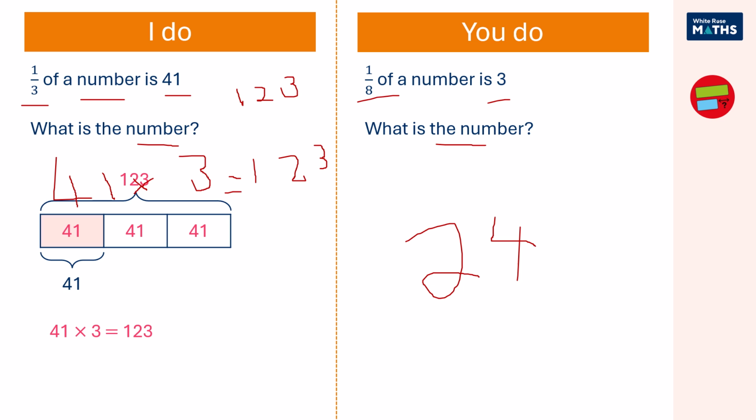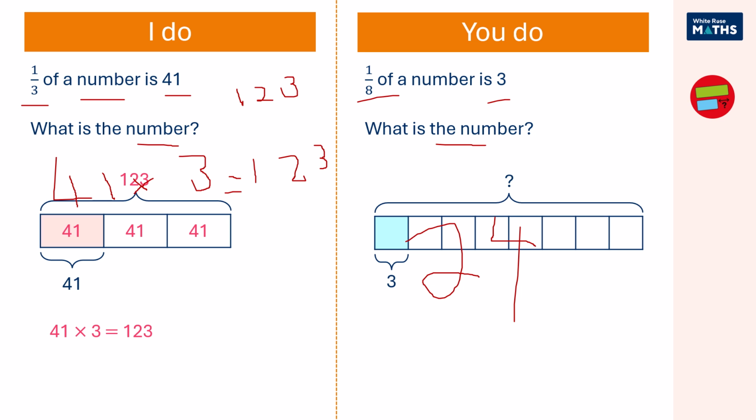If you got that, very well done. 3 divided by 1 is 3, times it by 8 and I get 24. Well done if you got that. Good job. Well done, well focused. Good work, guys.